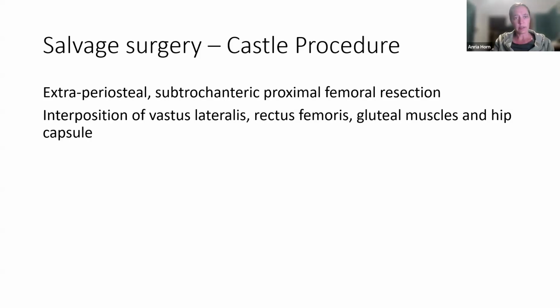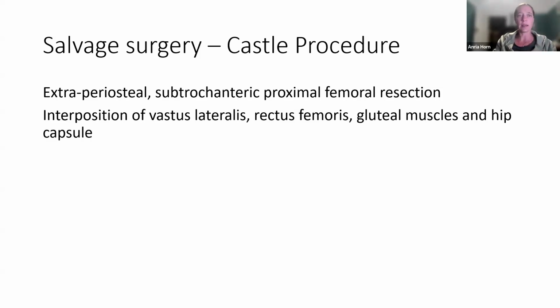So then we get to the salvage surgeries now. The Castle procedure is nowadays my go-to if I have to do something. The alternative is the McHale osteotomy, which I'll show you as well. But the Castle procedure is an extraperiosteal subtrochanteric proximal femoral resection. So you take out the whole femur from the lesser trochanter up.